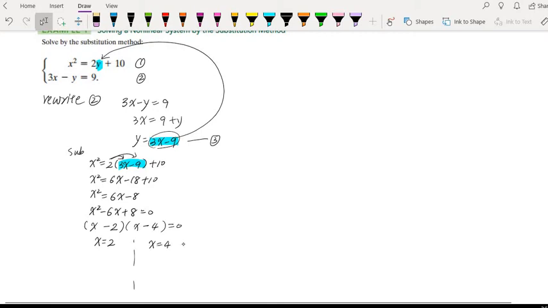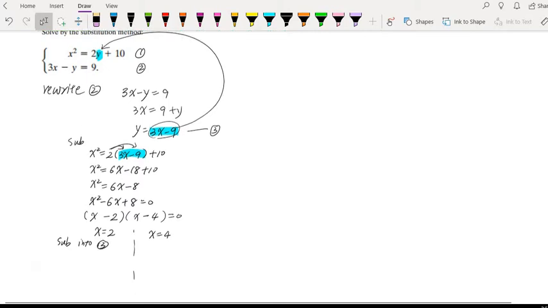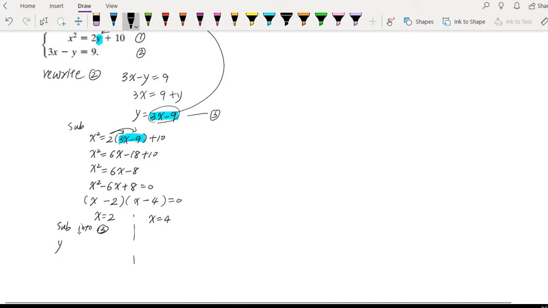Once we have this, we have to find y as well. So now I have x equals 2. I'm going to substitute this into equation 3, because that will give me y. Equation 3 is right there. That will be y equals 3 times our 2. So we substitute it in here: 3 times 2 minus 9. We simplify this to give you negative 3, because 6 minus 9 is negative 3.